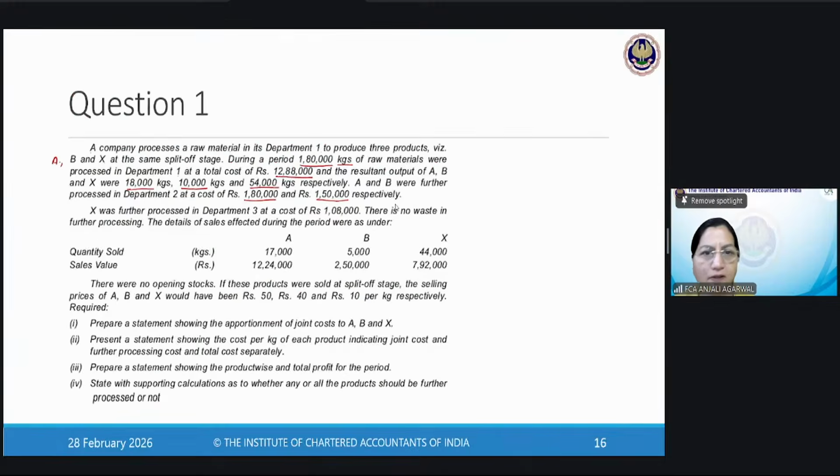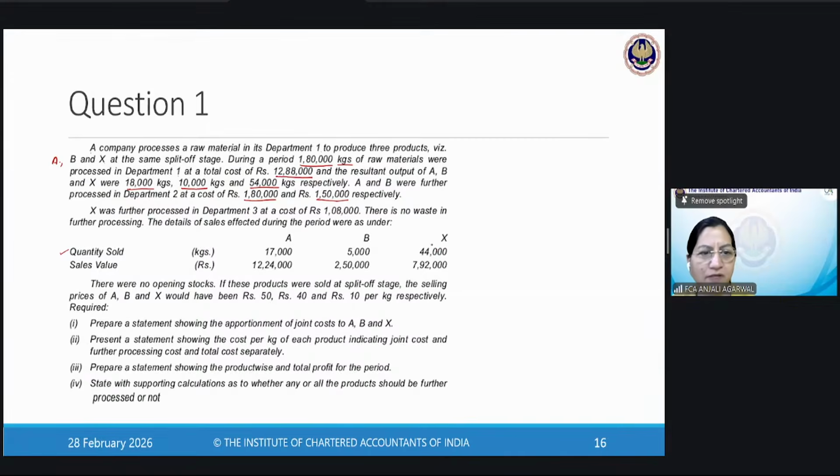These are the details of sales affected during the period. Quantity sold for A 17,000, B 5,000, X 44,000. Whereas what we should have is 18,000 of A, 10,000 of B, and 54,000 of X.